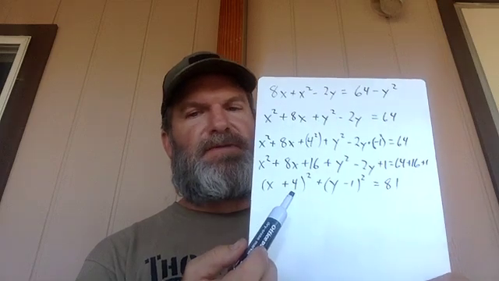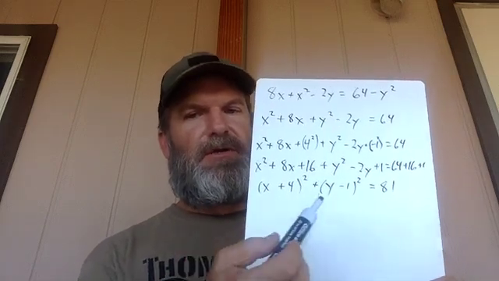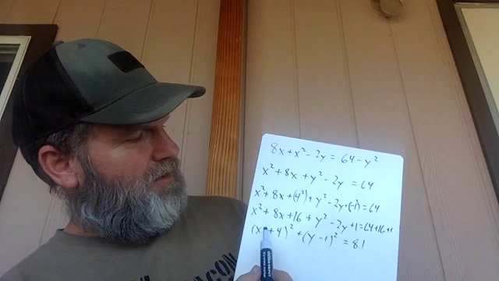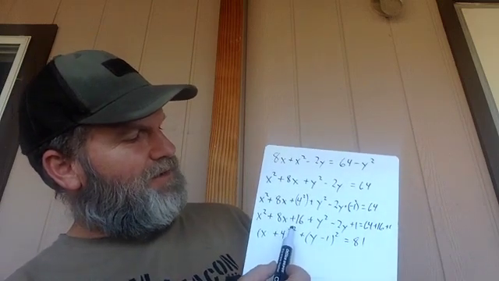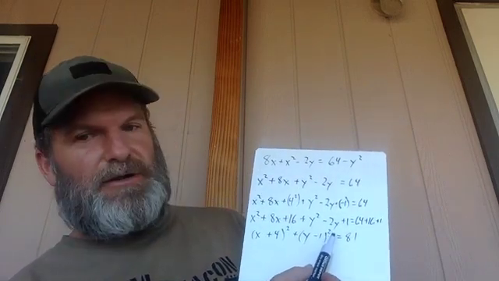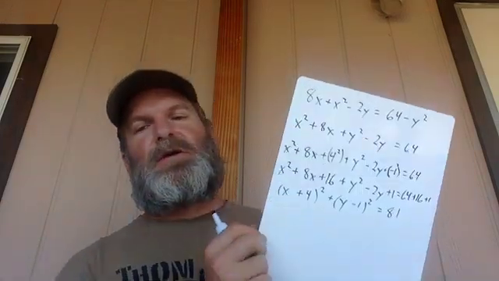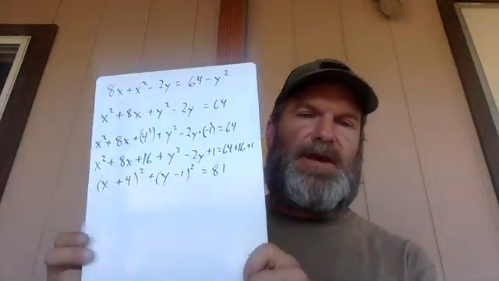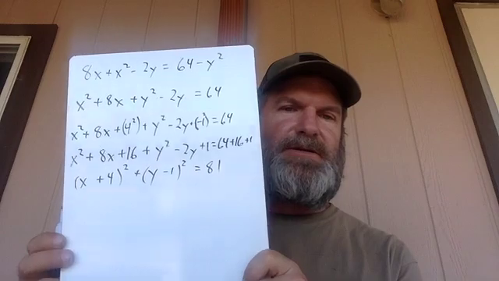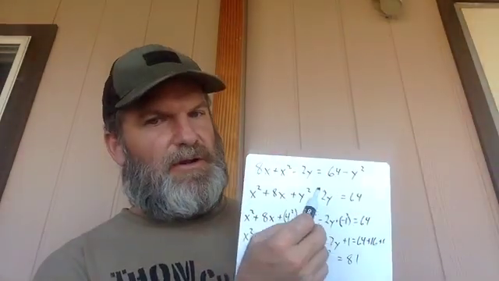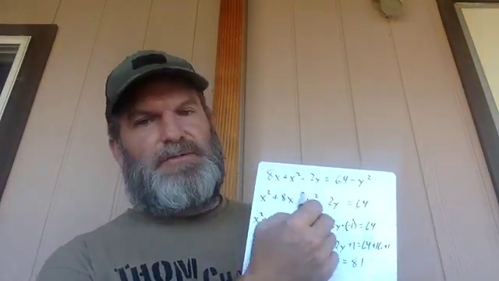I'm sorry, x plus 4. This is like a mirror image here. It's hard to tell. All right, x plus 4 squared plus y minus 1 squared equals 81, and that's the equation of the circle in standard form. So pretty similar to yesterday, just one extra step here. You got to rearrange your terms so that they're in order, and then you do the same thing.